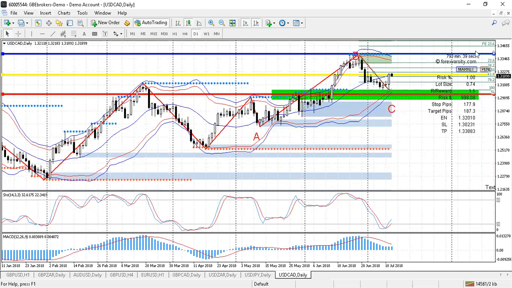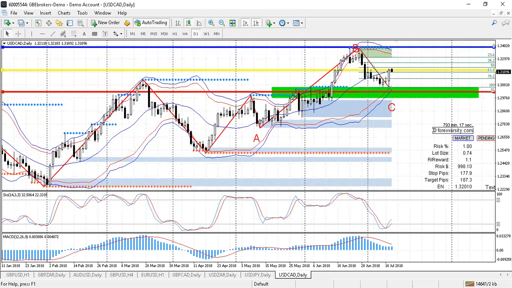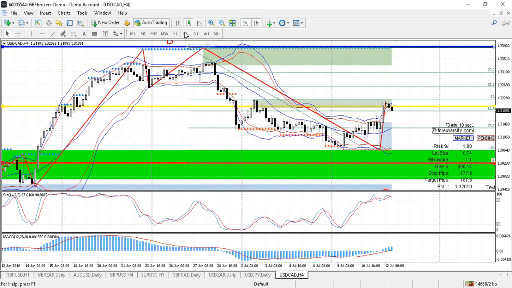The only thing that you'll see is it doesn't really give us a very good risk to reward ratio. It's virtually a 1 to 1, or a 1 to 1.1. So what is a good idea to do is, obviously you've had this big move up on the daily, but look down on the smaller time frames, like the 4-hourly and even the 1-hourly.